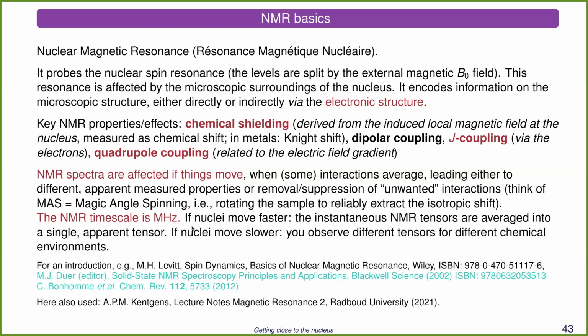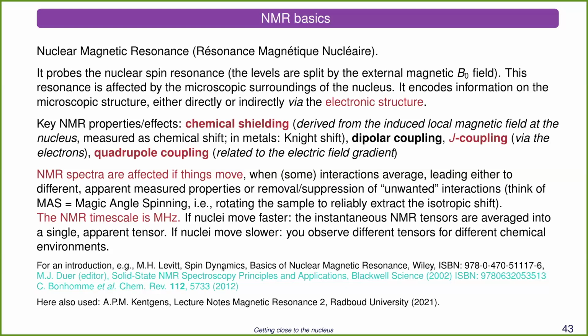Whether this movement is important or not is set by the NMR timescale, which is typically megahertz. If things move much faster, then what you see in NMR gets averaged, and you see a single apparent tensor for each site. If things move slower, you actually see something moving from one place to the other being resolved in the experiment. Okay. Here there are some references.